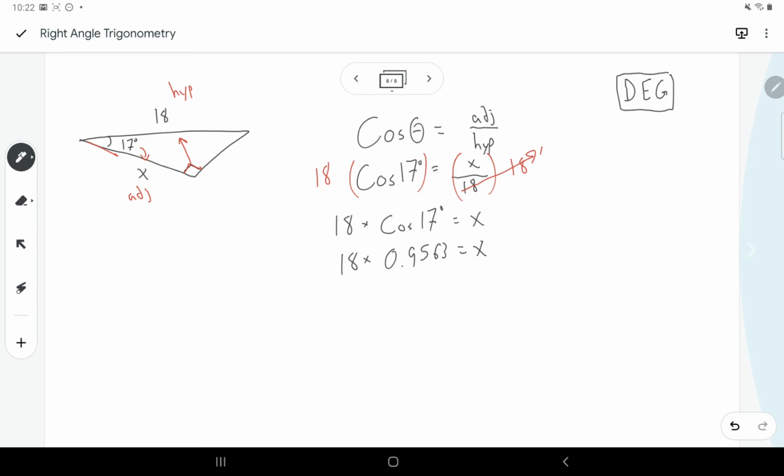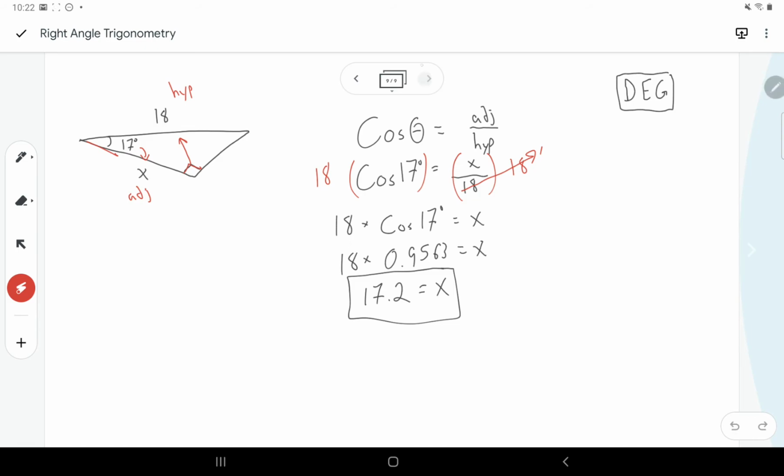Okay, and then we just multiply this together. So we get 18 times our cosine value there, which will give us 17.2. Okay, so that one's pretty simple. Just that one little step in there to make the equation work, and then just solving it on the calculator. So that's how to solve for both sides, the hypotenuse and the adjacent.